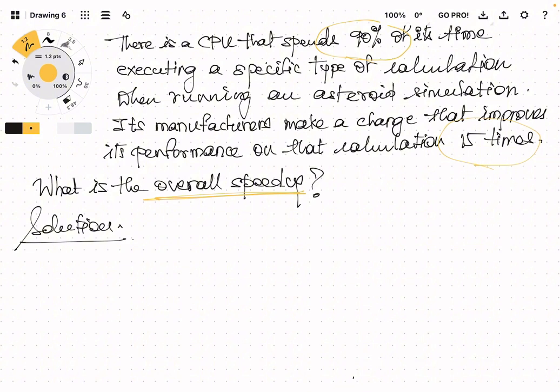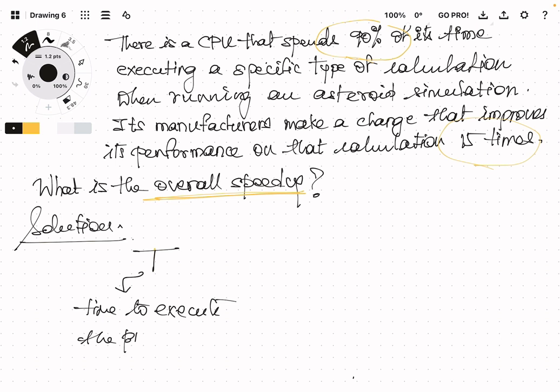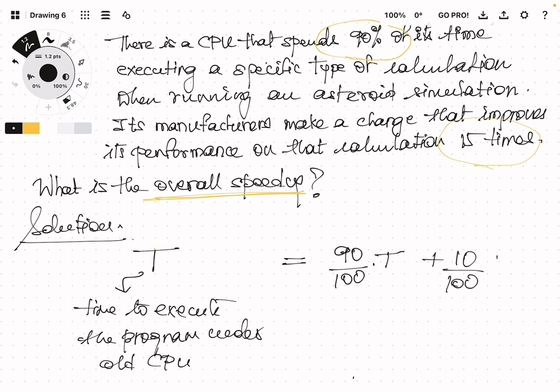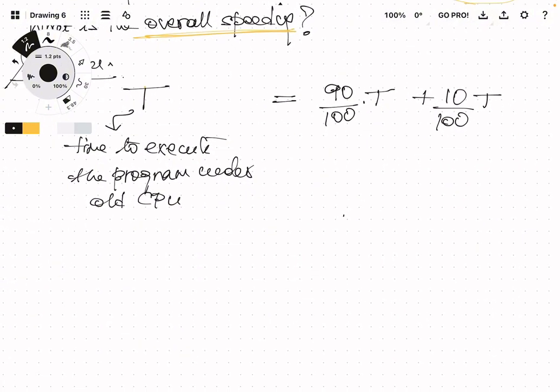So let's first consider the time it takes to execute the operation under the old CPU. Now let t be the time to execute the program under the old CPU. Now we know by the data given that 90% of the time is taken up in performing that specific type of calculation, and the remaining 10% is spent doing other housekeeping duties or whatever that might involve. So that's t, and now t new is the new time.